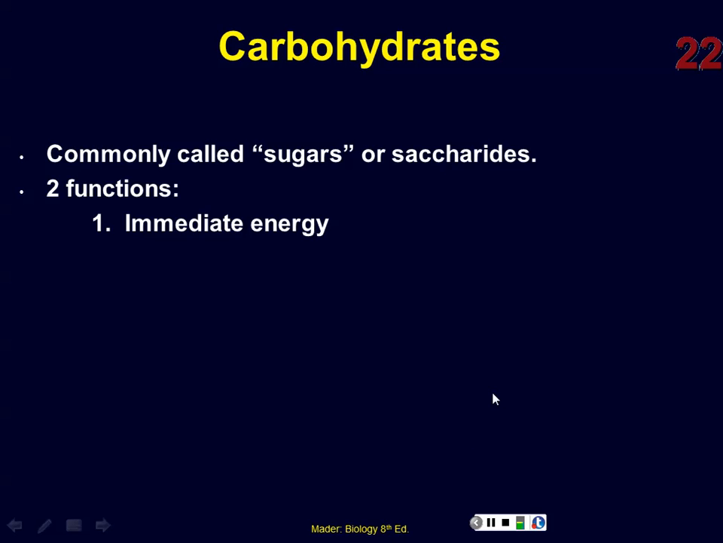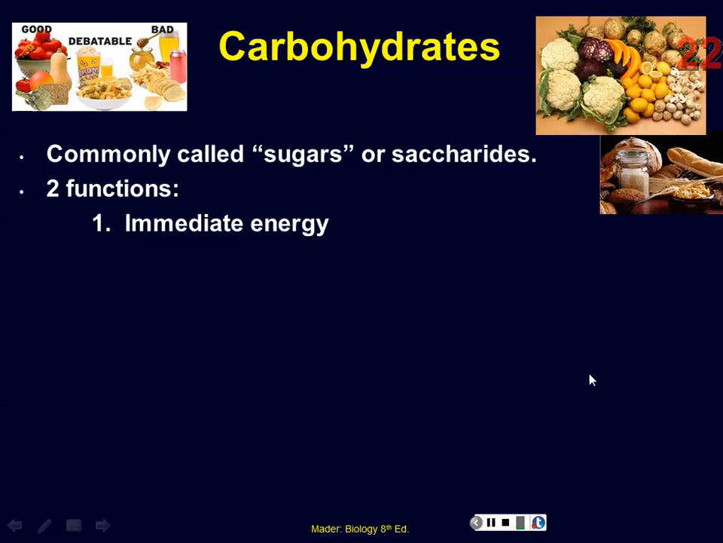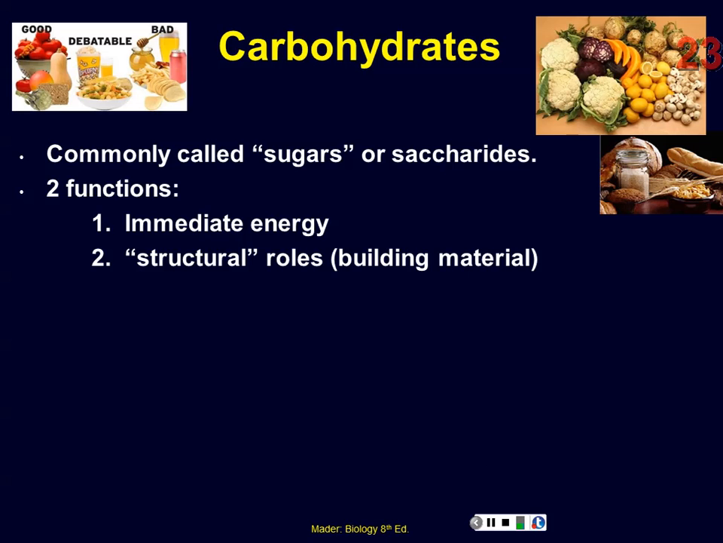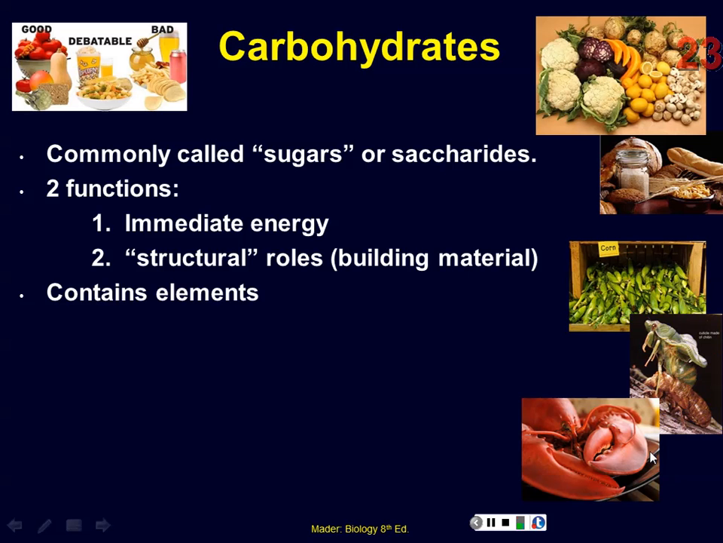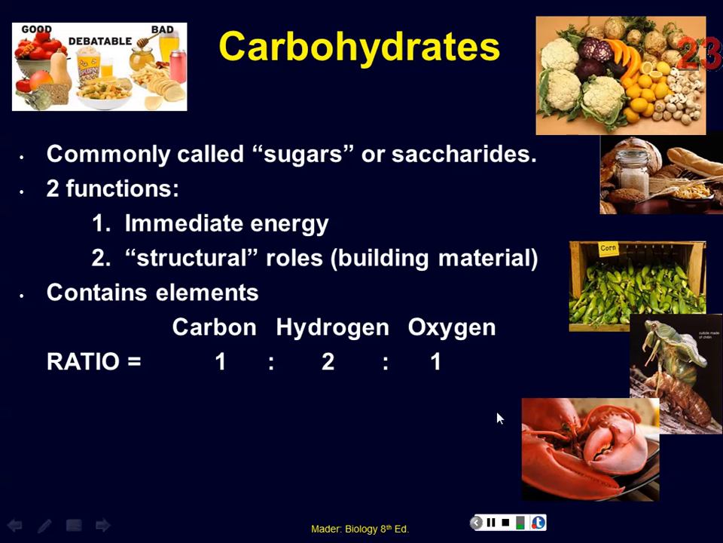The other function of carbohydrates as a group is that some of them form structural roles in organisms. That means they're a building material. They become part of that organism's structure. So we're going to talk about those two different groups of carbohydrates. But first, let's define what a carbohydrate is so you'll be able to recognize it. By definition, a carbohydrate is a molecule that contains the elements carbon, hydrogen, and oxygen, and the atoms will be in a ratio of 1 to 2 to 1.